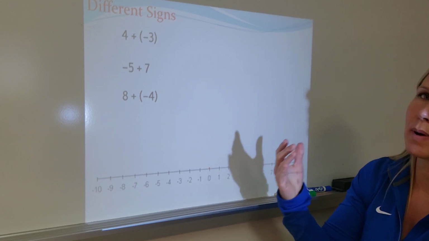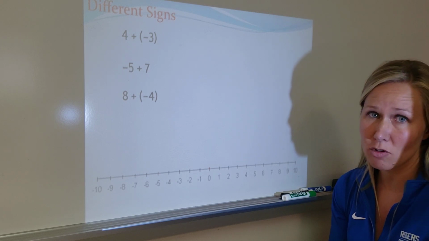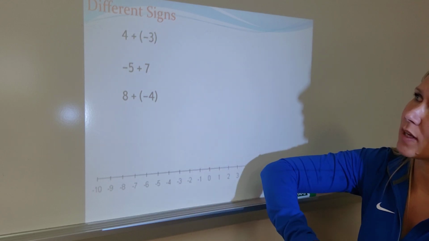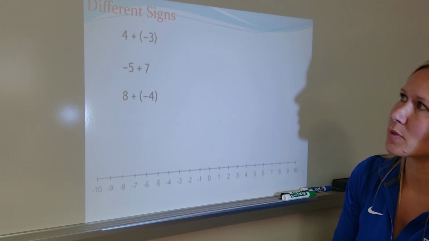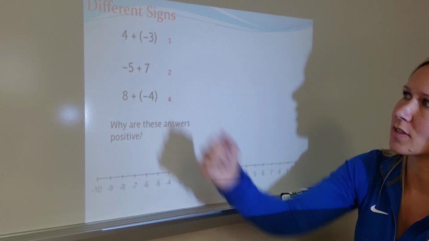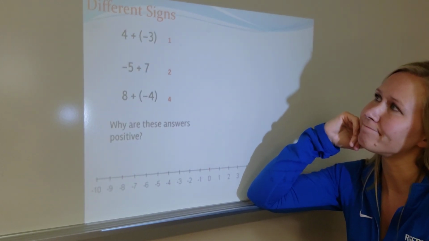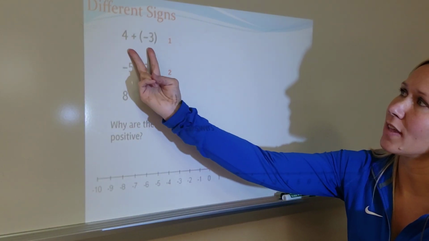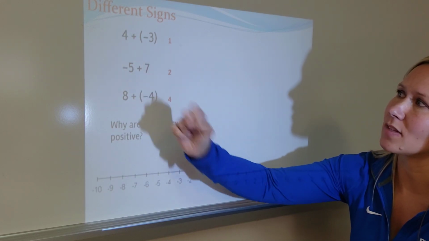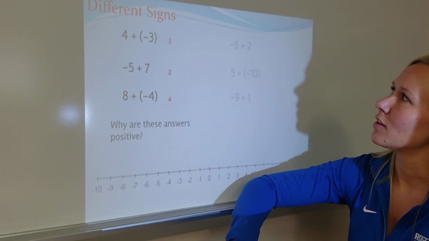If you want to go ahead and pause the video and see if you can answer these problems, see how much you remember from 7th grade, you can. But when we're taking 4 and adding -3, or any one of these examples here, we end up getting a positive answer for all of them, even though the signs are different. Why are these answers all positive? Well, I bet you're thinking that when you look at this, there are more positives than there are negatives. Same thing here, there are more positives than there are negatives. And here, same thing.